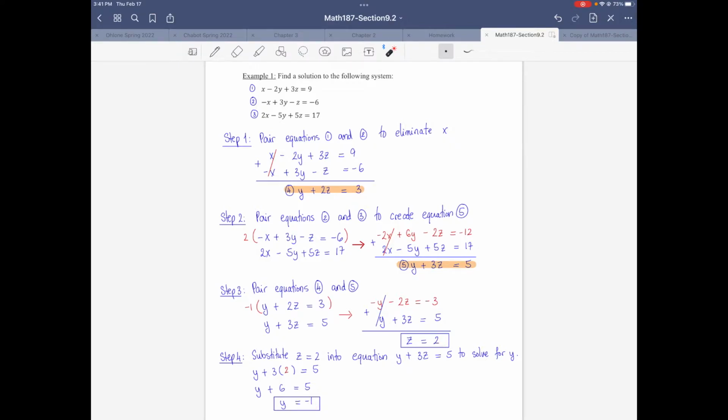Next, I will need to use either equation 1 or 2 or 3 in order to solve for x. It doesn't matter if you use equation 1 or 2 or 3. As long as you substitute negative 1 in for y and 2 in for z, you will get to exactly the same x. In this case, I am going to use equation 1.